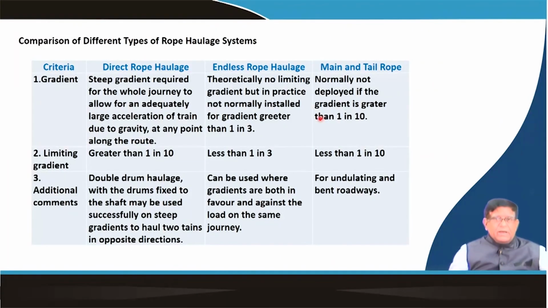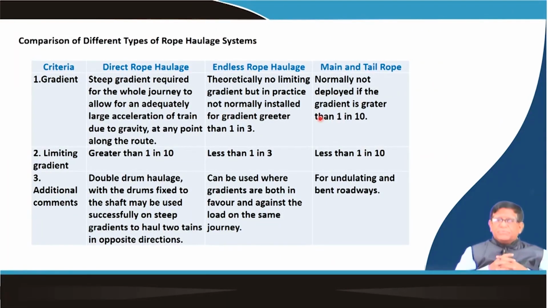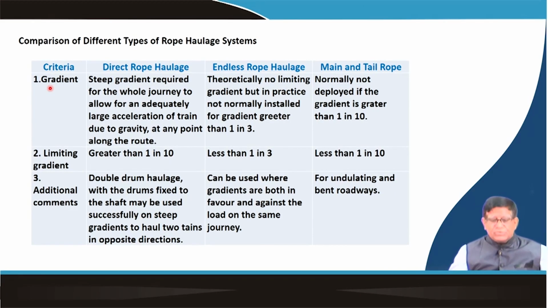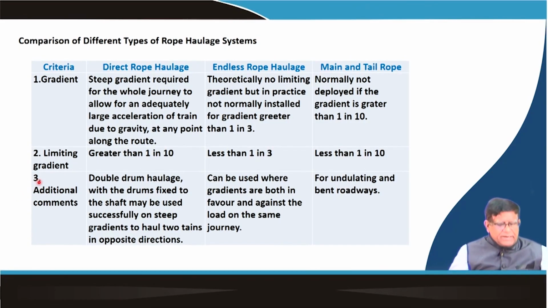So now, out of all these 3 systems, you have seen direct rope haulage, endless rope haulage, and main and tail rope haulage. As a learning activity, try to find out how these 3 systems can be compared and where they can be used. Do it on the basis of gradient: main and tail can be used at a gradient of 1 in 10, but direct rope haulage you can use on any steeper gradient. Also consider the limiting gradient where you will be using them.